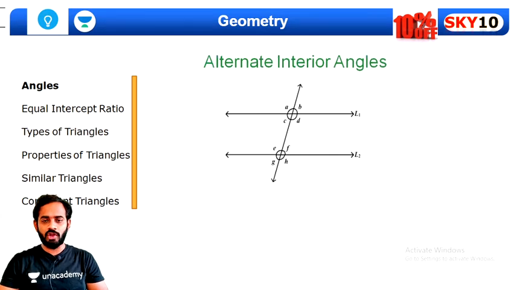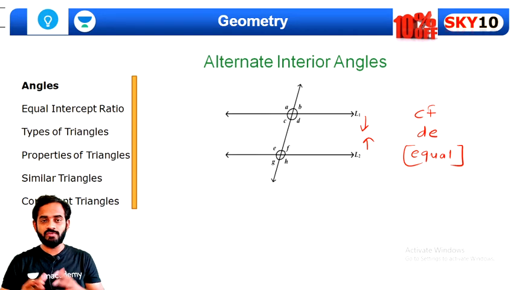Okay, next is alternate interior angles. Now what do we mean by alternate interior angles? It's very simple. They are contained inside and they are alternate, that is they are on the opposite sides of this transverse line, that is C and F and D and E. They are alternate interior angles. Their value is always equal. I believe all of you understood this part. For interior angles only, their summation is 180 degrees, but for alternate interior angles, their value is always equal.